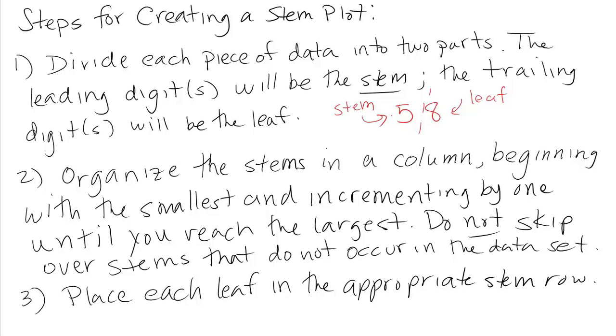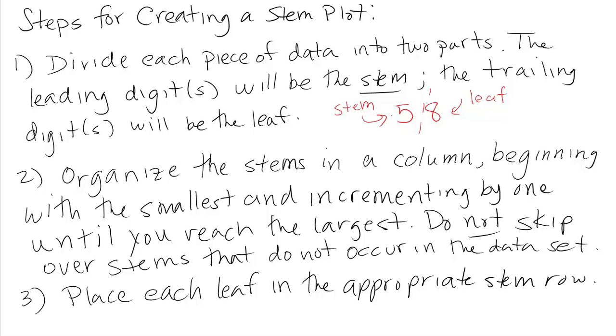If you're thinking ahead a little bit, you might say, well, what would you do if you had a 3-digit number or a 4-digit number where you have options? How would you know how to divide those up? We'll get into that, and in fact, step 2 will give us a little bit of insight into how we might make that choice. Step 2 says, organize the stems in a column, beginning with the smallest and incrementing by 1 until you reach the largest. Do not skip over stems that do not occur in the data set. So we're going to identify the very smallest stem, list that one first, and then counting by 1, we're going to build all the way up to the largest stem.